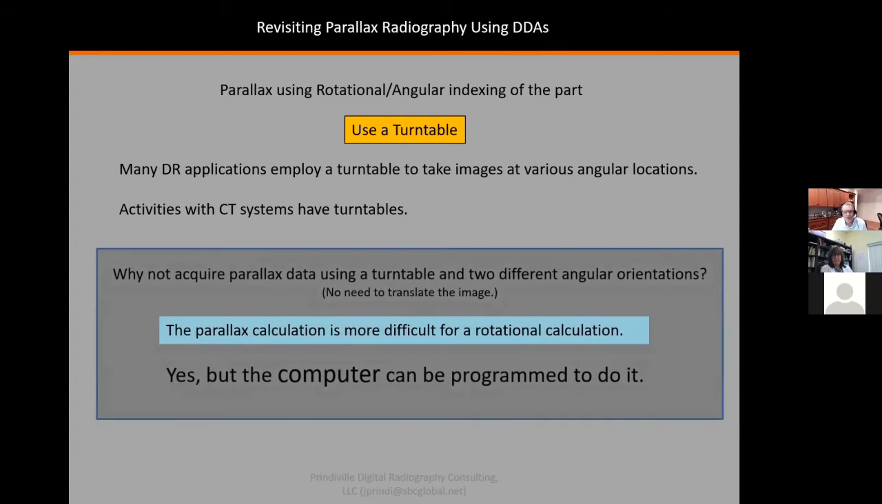So, why not acquire parallax using a turntable and 2 different angular orientations? In this case, there's no need to translate the detector. There's no need to do an artificial shift of the detector. You can use the whole detector. We could say the parallax calculation is certainly more complicated than it is for the shift. You don't just have similar triangles. This is much more complicated. Well, what do we care? The computer's going to do it. Just program the computer to do it.